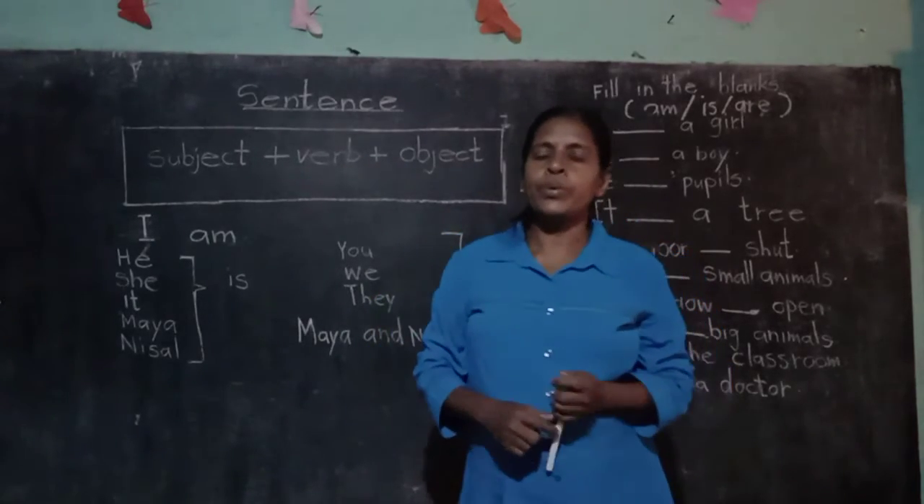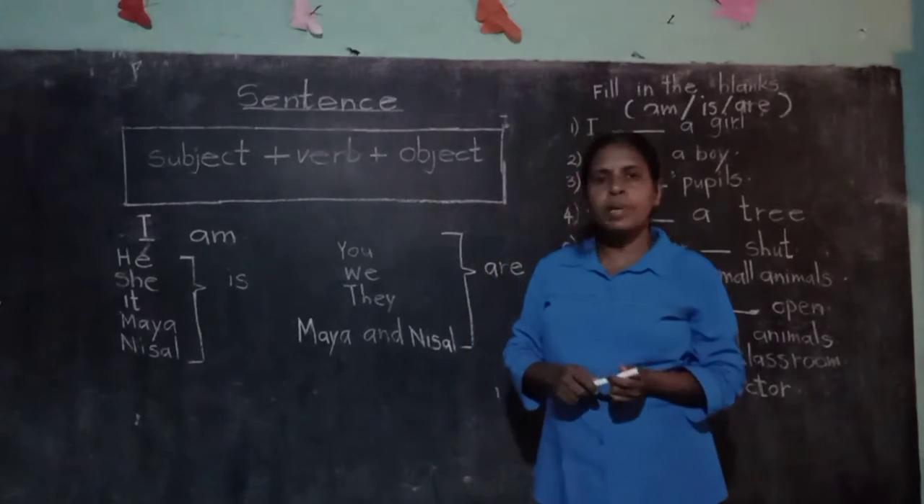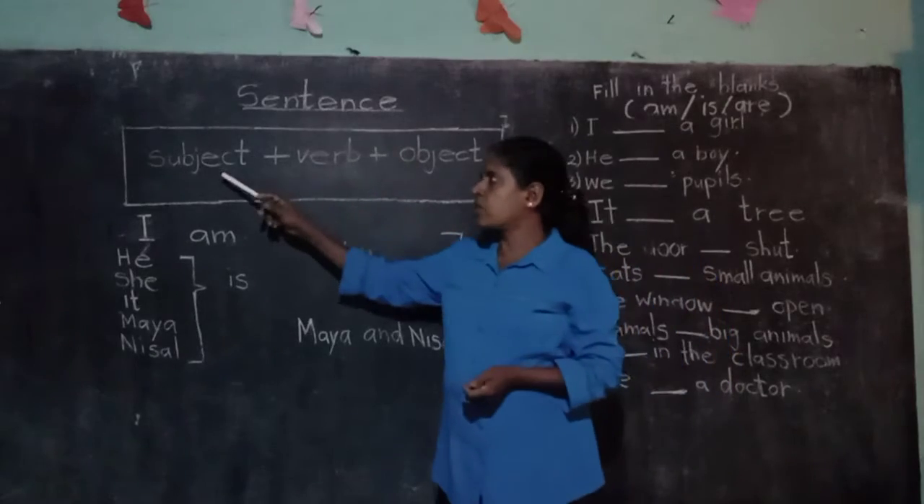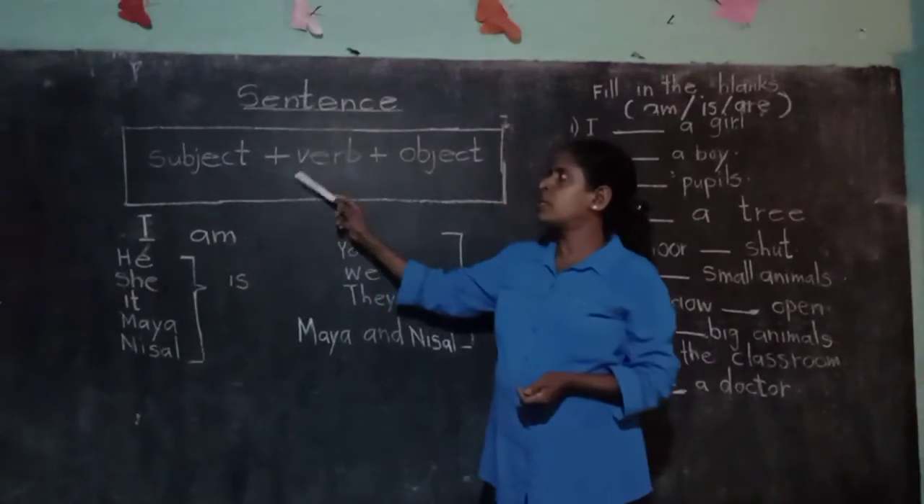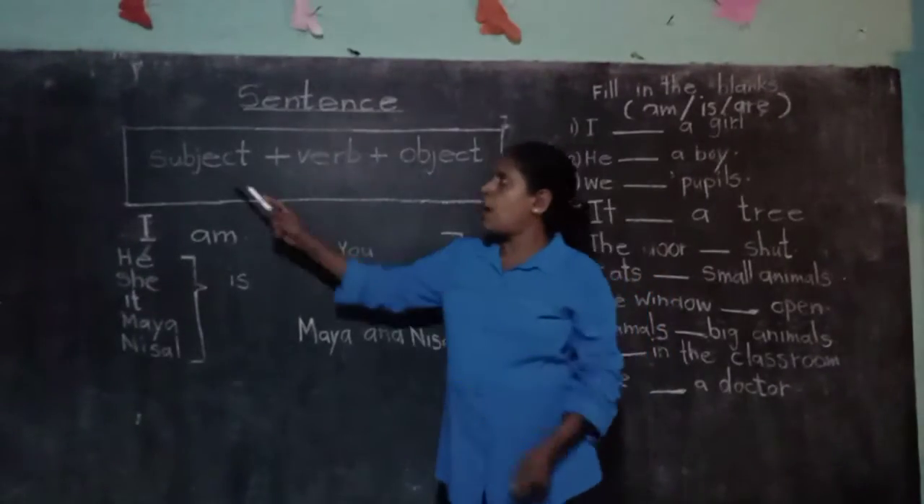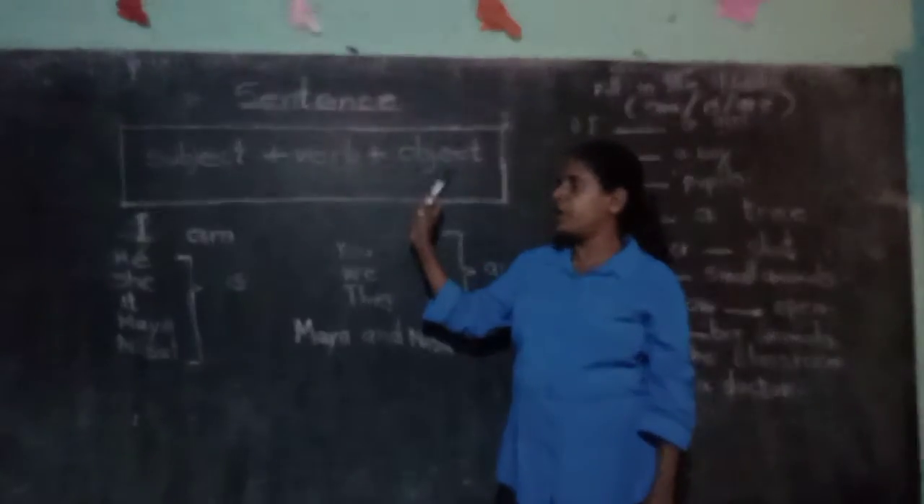Today we are going to learn how to make a simple sentence. This is the structure of a sentence: subject plus verb plus object.